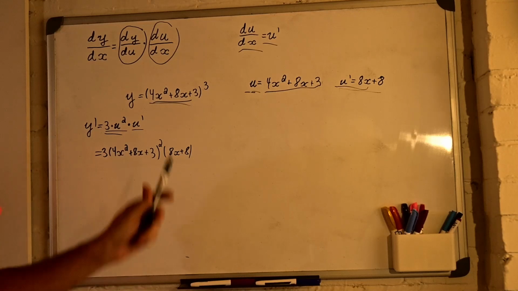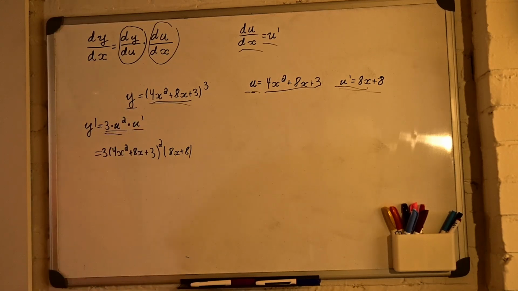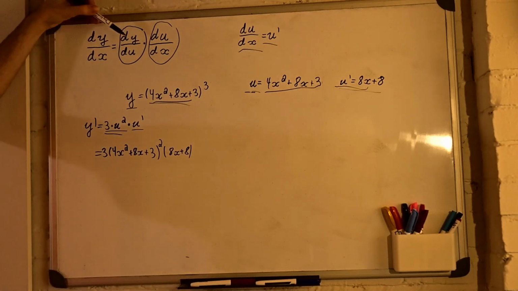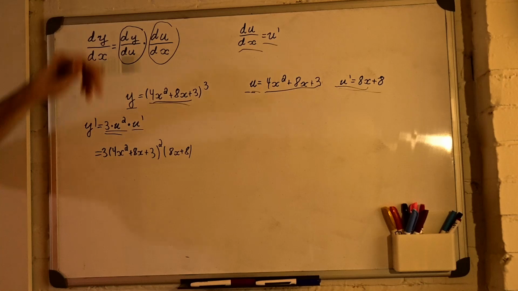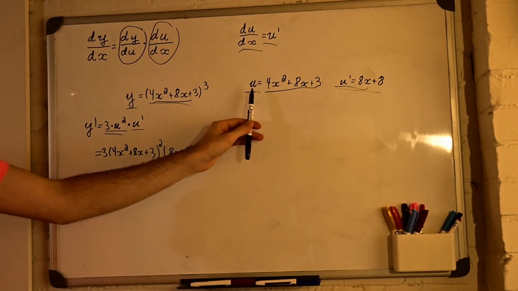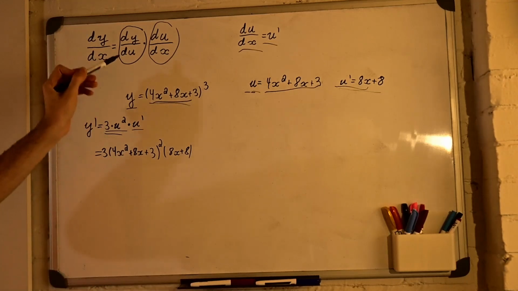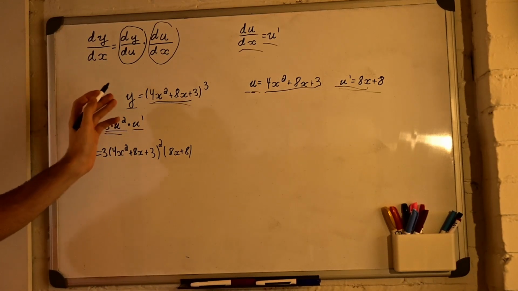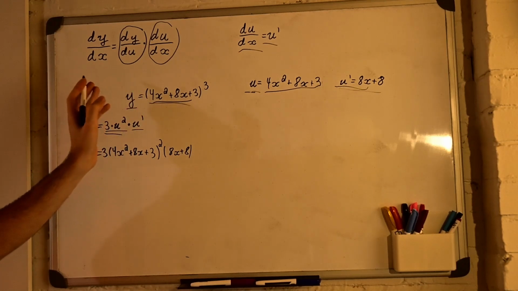So how do we find the derivative of y, the original equation? Well, if we look at the chain rule, what is the derivative of y with respect to u? Well, we found u, right? We decided what u is. So if we want to find the derivative of y with respect to u, we just need to find what y is equal to if we substitute u in.